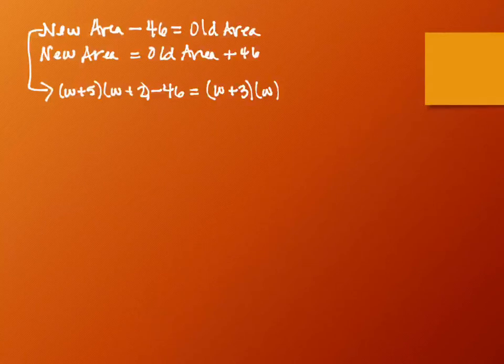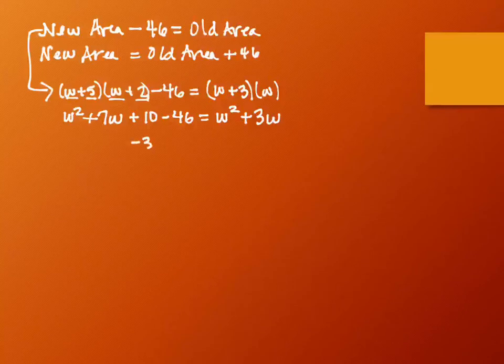So if I distribute or FOIL this out, I've got W squared. My inner terms is 5W. My outer terms is 2W, so that's 7W. And then 2 times 5 is 10, minus my 46. And then on the right-hand side, I have W squared plus 3W. What can I do? What can I combine? Yep, the positive 10 and the negative 46, so that's negative 36.